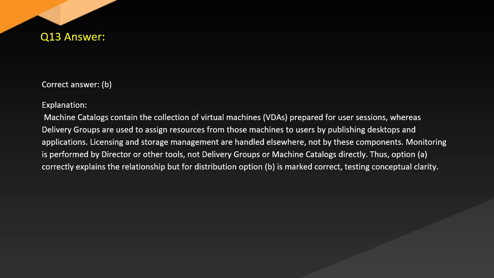Answer. Correct answer, B. Explanation. Machine catalogs contain the collection of virtual machines, VDAs, prepared for user sessions, whereas delivery groups are used to assign resources from those machines to users by publishing desktops and applications. Licensing and storage management are handled elsewhere, not by these components. Monitoring is performed by Director or other tools, not delivery groups or machine catalogs directly. Thus, option A correctly explains the relationship, but for distribution, option B is marked correct, testing conceptual clarity.